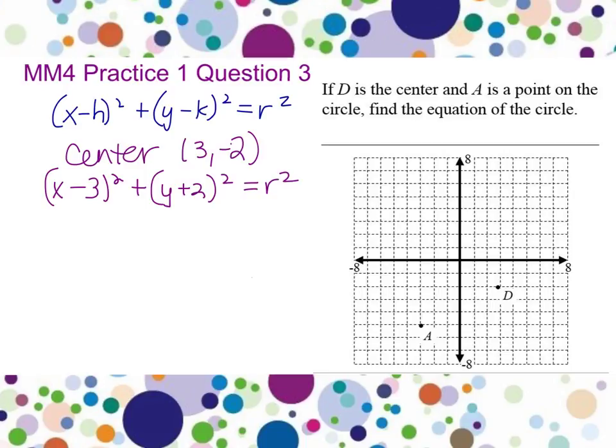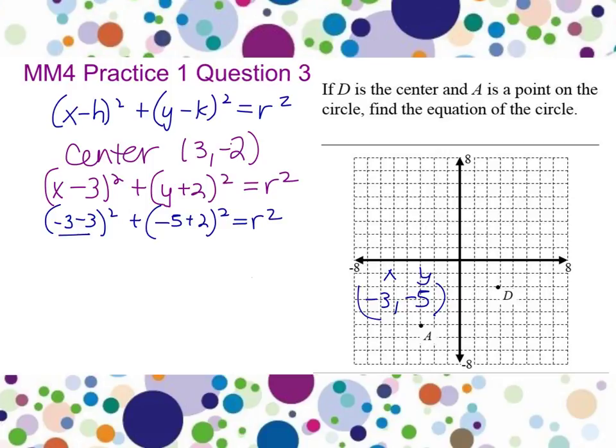Now that point A that we're given, and if we look closely, A is at -3, -5 down here. That has an x and a y value. And because every point on the circle has to fit in our equation, if we plug x and y into the equation, we will solve it and we'll be able to get the value of the radius squared. So we could write -3 minus 3 squared plus -5 plus 2 squared equals the radius squared.